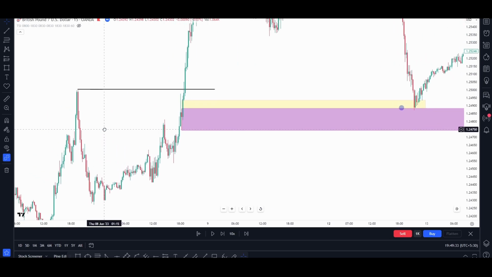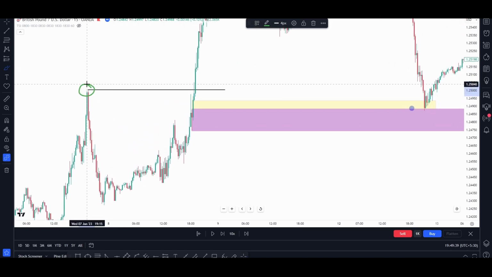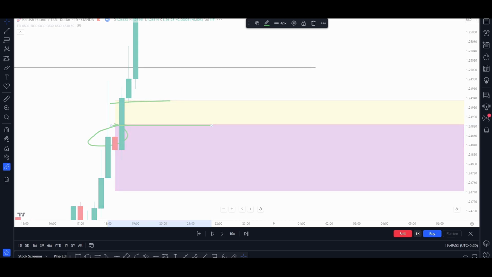On 50 minutes we can see that there was an imbalance over here. This structure was broken by this order block. There was an imbalance between these candles. So there was an imbalance between this candle and this candle, and this was the order block. So what is this? This is a structure break order block.